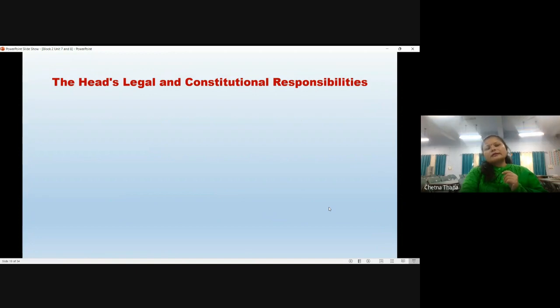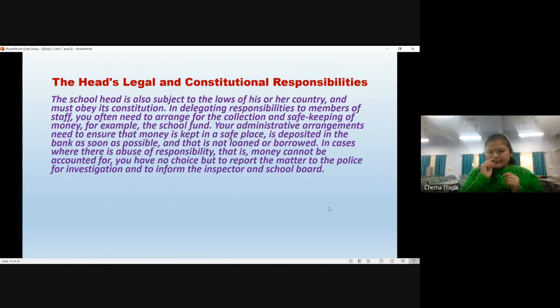Now, what are the head's legal and constitutional responsibilities? Basically, the school head is also subject to the laws of his or her country. He must also obey the constitution. Like in every country there is a constitution, and you need to follow the laws of your country. So when we are delegating responsibilities to the staff, you need to arrange for the collection and safekeeping of money.